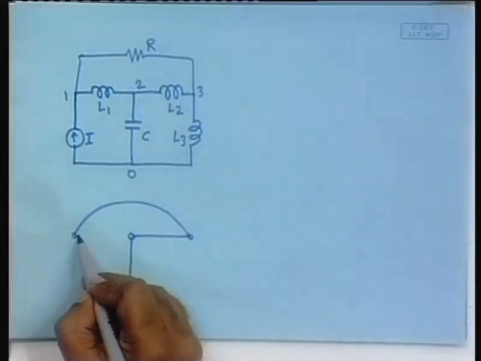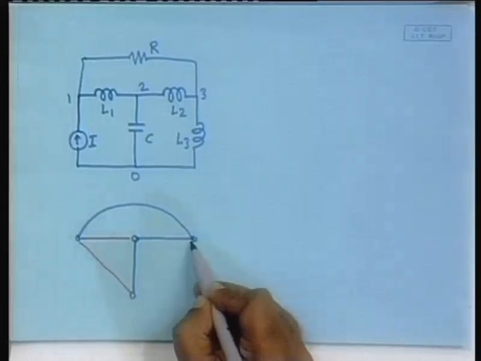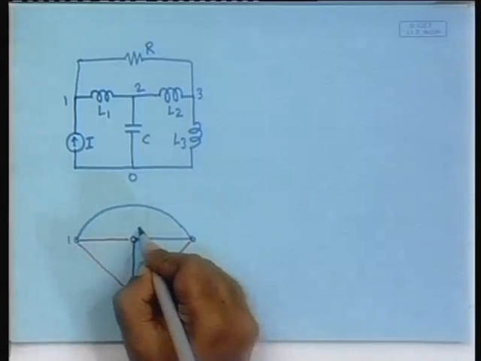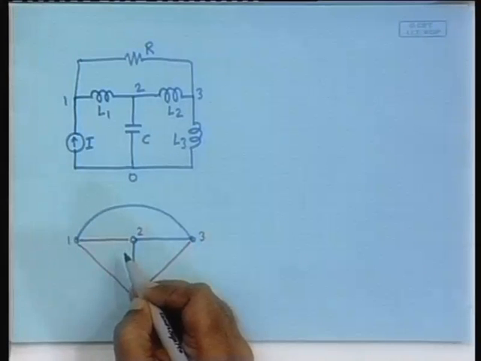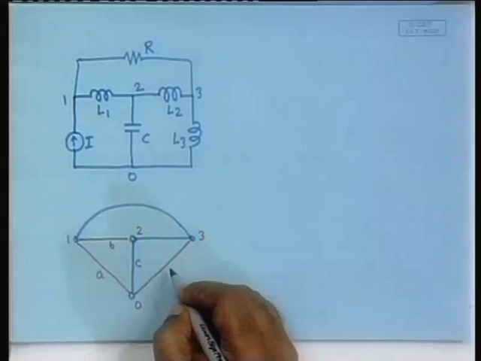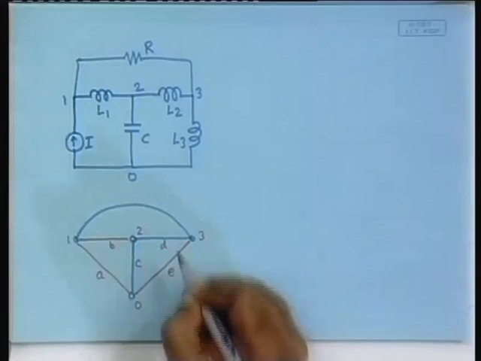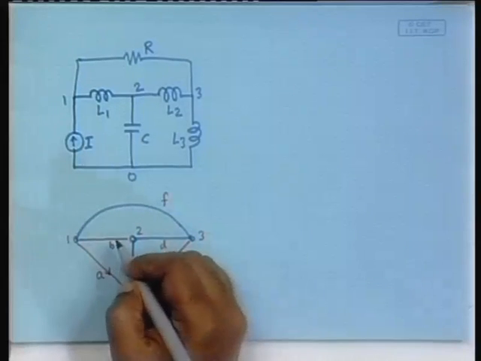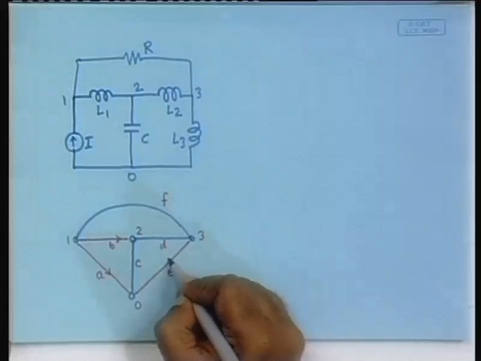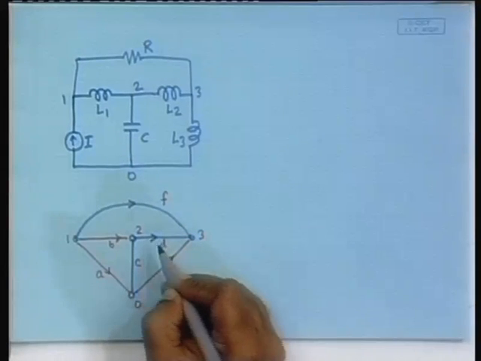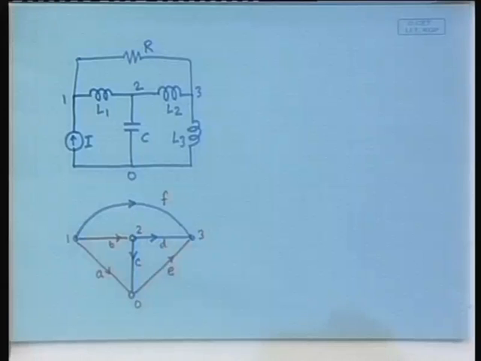So the rest then becomes the co-tree. Let us put the numbers 0, 1, 2, 3 and the names A, B, C, D, E, F. The directions, right. Now let us start the business.